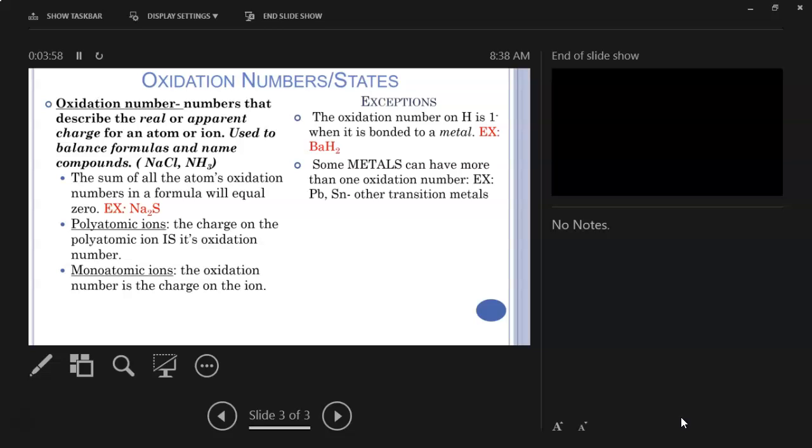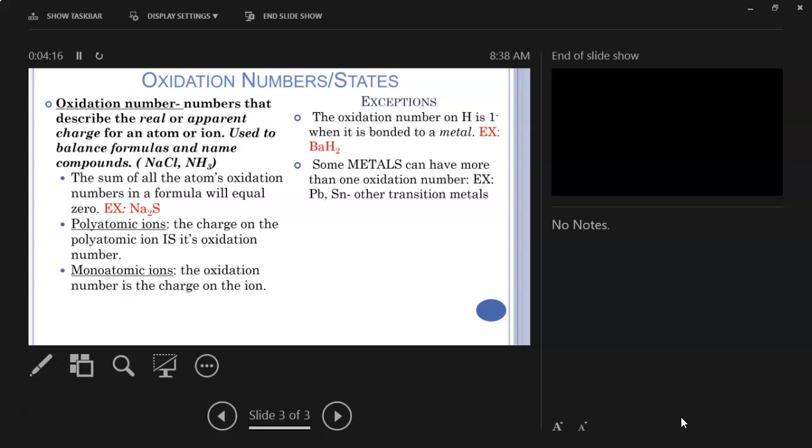Yes? What would noble gases be? Noble gases are going to be an oxidation number of 0. And that's because they're already stable and don't need to bond. That's a really good question. Yeah, oxidation number of 0. Okay.